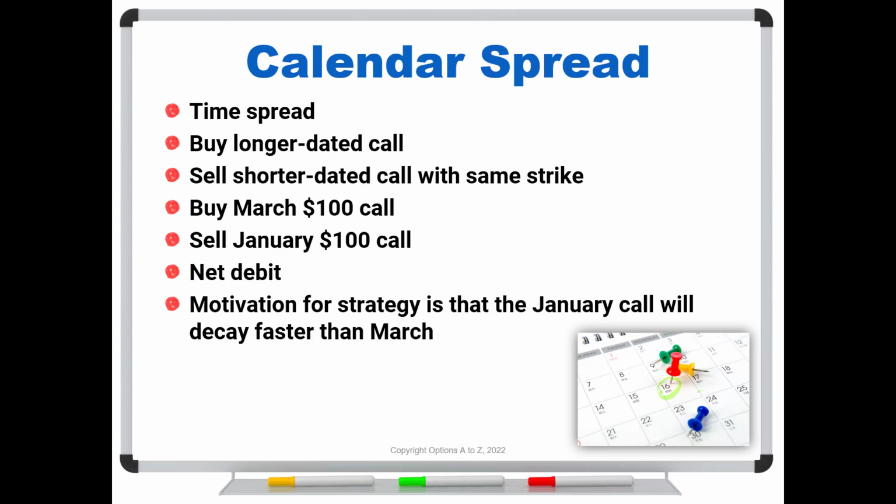And really the motivation for this strategy is that the shorter dated option, or the January in this example, will decay faster than March, or faster than the one that you're long. So both options decay. But if January decays at a faster rate, then assuming that the stock price stays reasonably quiet, you will end up with a profit.